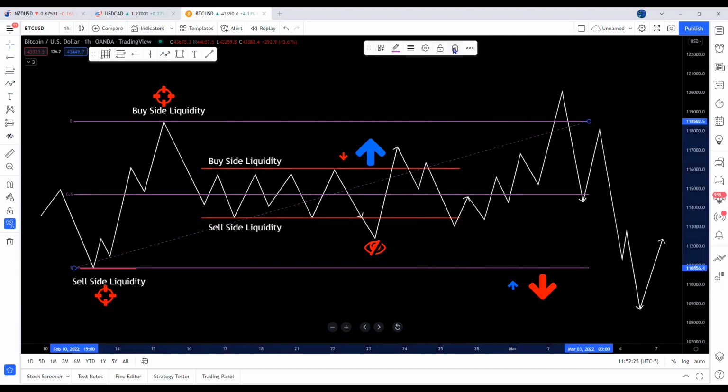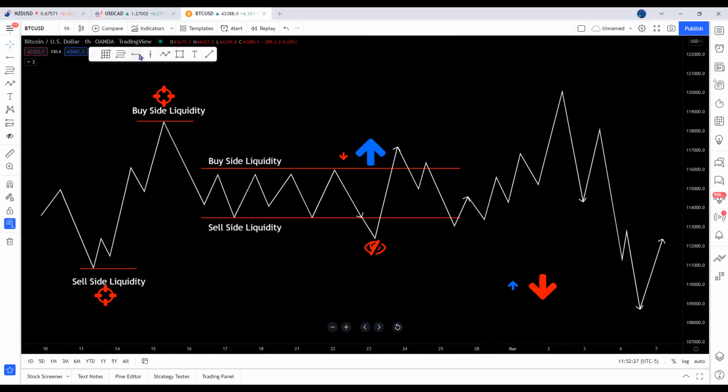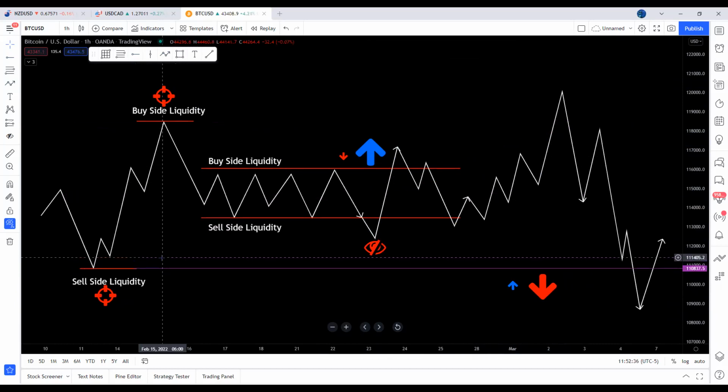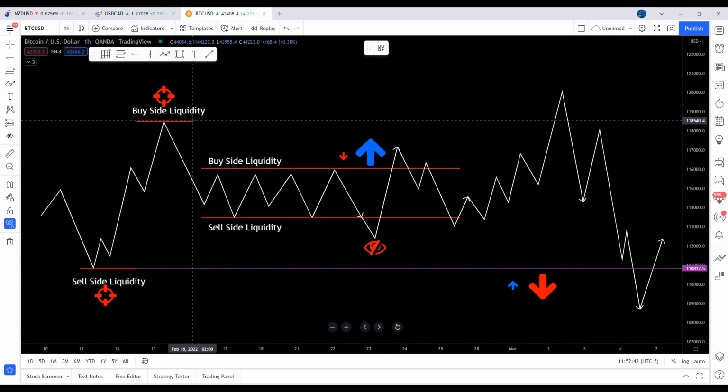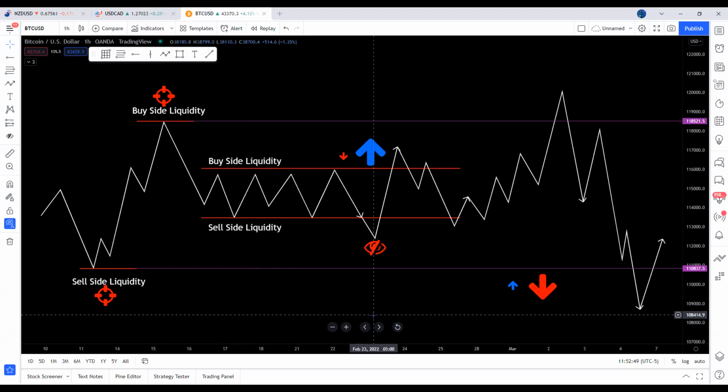So in terms of the classic model, this is the classic seek and destroy model. The reason why it's called seek and destroy is very simple. The way I reason it is, banks are looking to destroy liquidity. They're actively hunting for it. So if banks are actively hunting for liquidity, they're going to find it, and they are going to take it out no matter what.